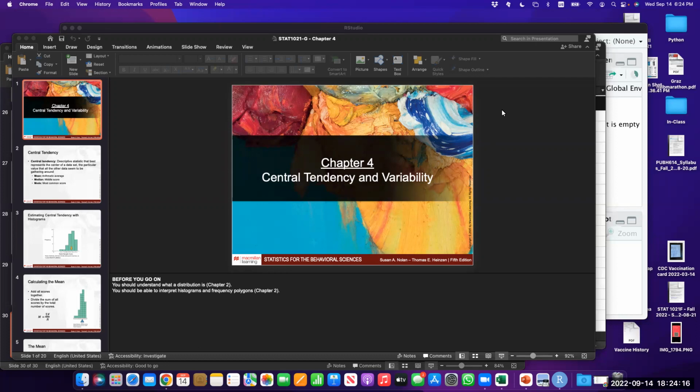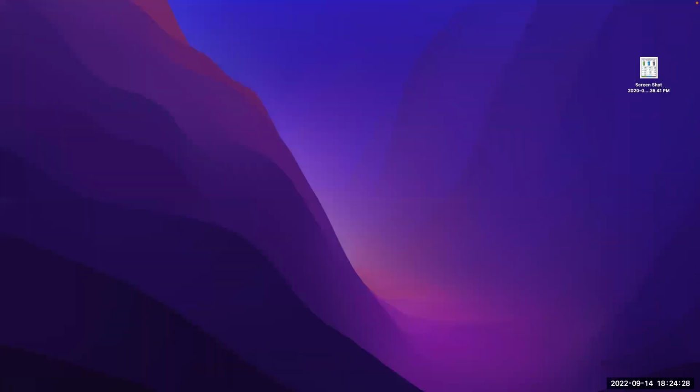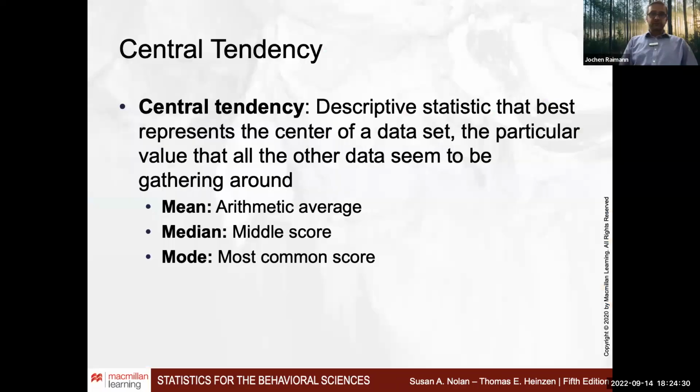Okay, we're talking about central tendency today and variability. We're continuing to characterize our normal distribution curve or any other distribution curve for that matter. One way to do that is to express the central tendency, which basically constitutes the center of the distribution curve. It is a descriptive statistic that aims to represent that center.